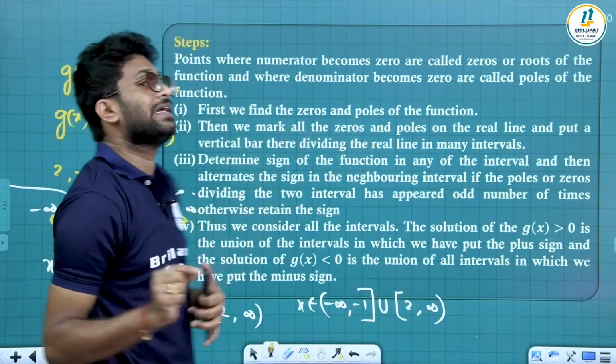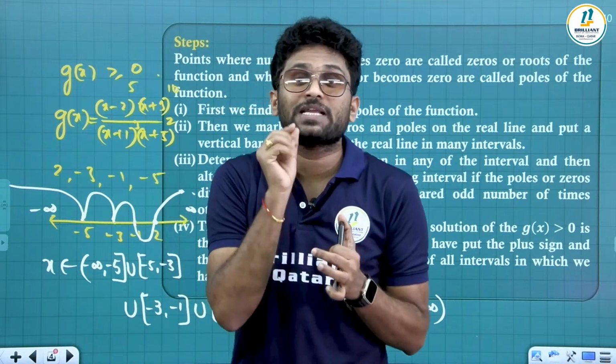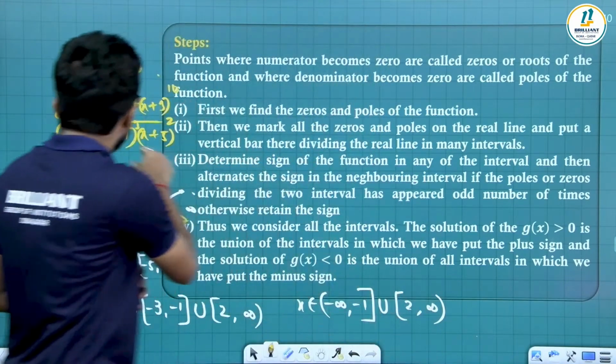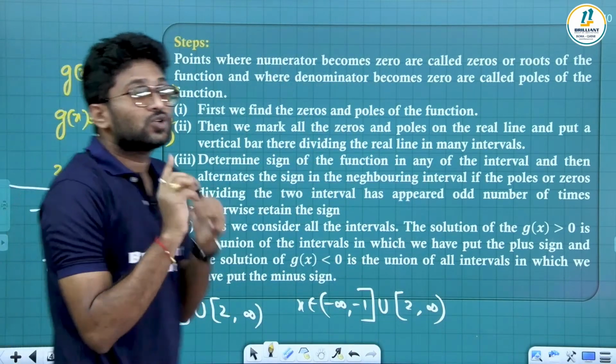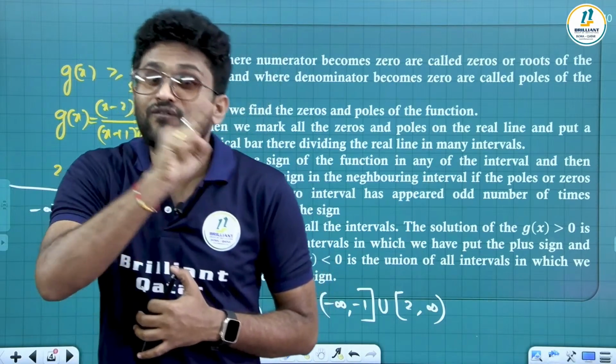Denominator poles shouldn't be included. That means the denominator poles, these -1 and -5, should never be included in the solution.